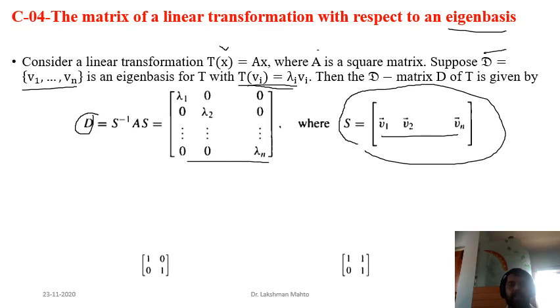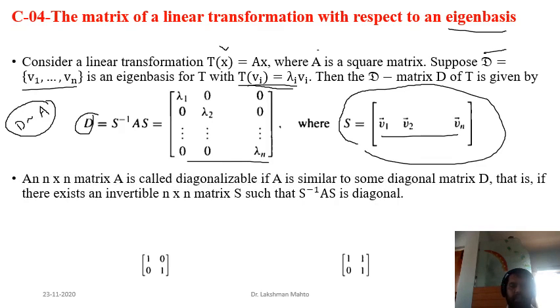So clearly the diagonal matrix D and the matrix A, which has an eigenbasis, happen to be similar to each other. That is the concept of diagonalization. An n by n matrix A is called diagonalizable if A is similar to some diagonal matrix. We always get a diagonal matrix with respect to an eigenbasis. That is, there exists an invertible n by n matrix S such that S inverse AS is diagonal.